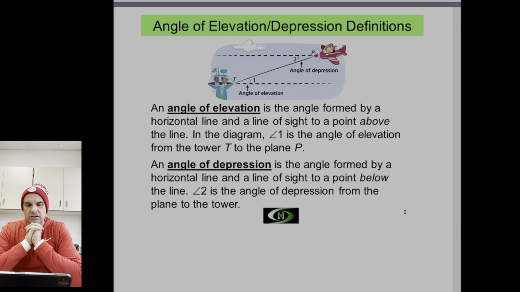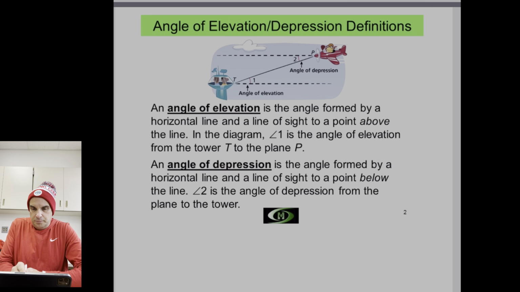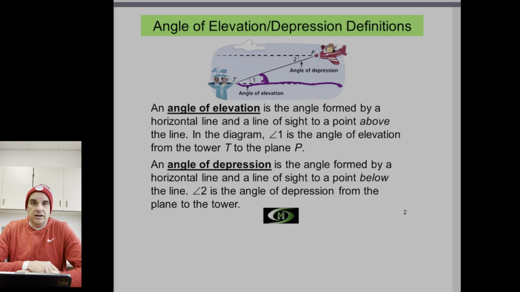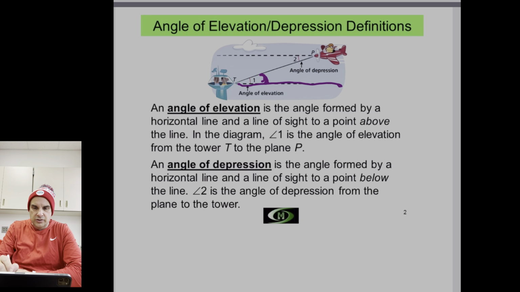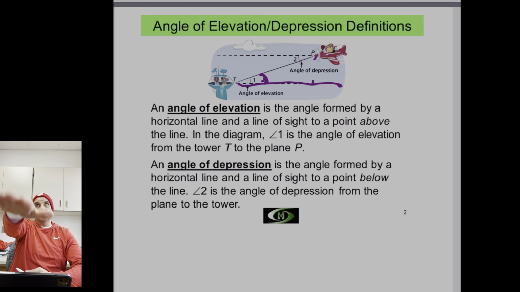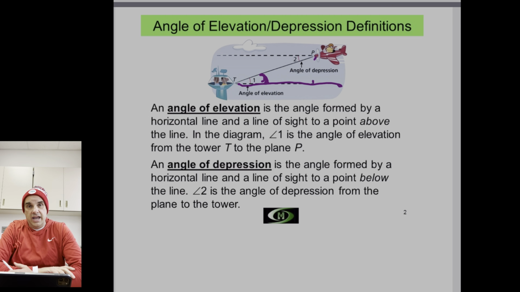So in the diagram there, the definition says an angle of elevation is the angle formed by a horizontal line and a line of sight to a point above. So this is kind of parallel to the ground. Our angle of elevation is that angle right there. It's the angle from looking straight out and up to an object. And we could create, again, just by dropping down, a right triangle in there. So level to the ground and up is your angle of elevation. And that one's usually not too hard to figure out where it is.